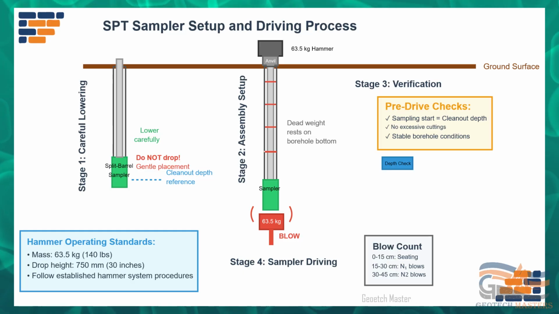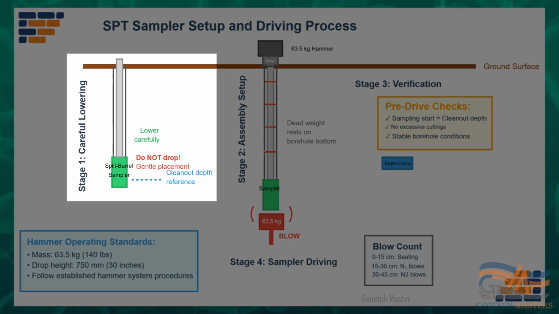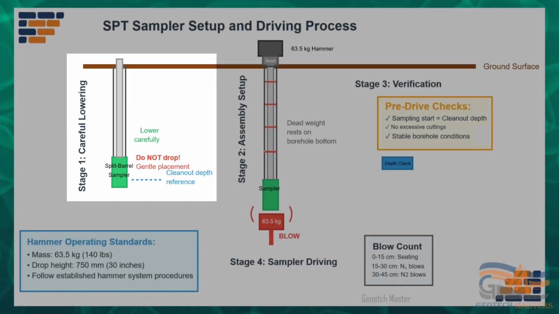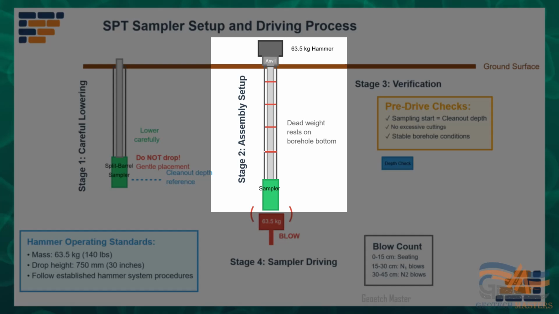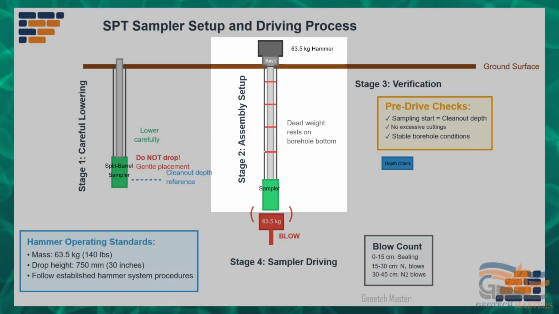Once your borehole is prepared, the split barrel sampler is attached to the sampling rods and lowered to the bottom of the borehole without dropping it onto the soil. The anvil and hammer assembly are then attached to the top of the drill rods, and the dead weight of the sampler, rods, anvil, and hammer rests on the bottom of the borehole.